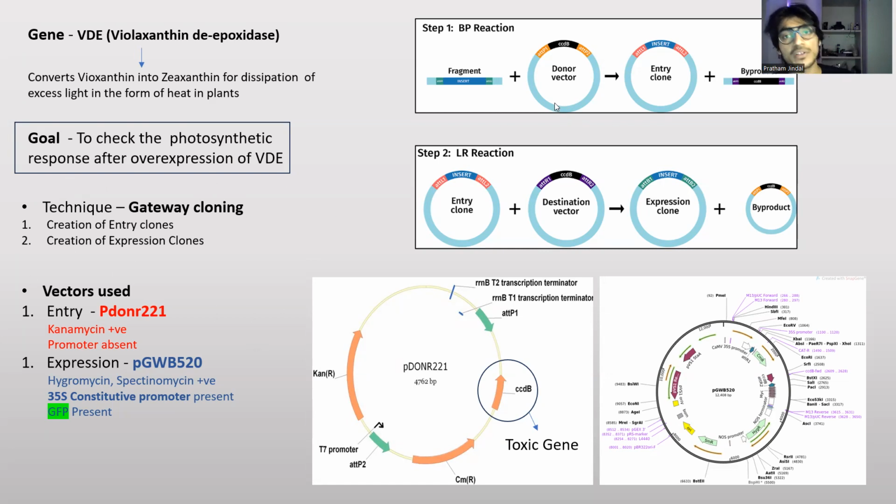In this Gateway cloning, there are basically two reactions, the BP reaction and the LR reaction. Both are based upon homologous site-specific recombination. You can see the particular attP sites and attL sites in the vectors of this cloning technique. In the BP reaction we get an entry clone with our insert, and in the LR reaction we get an expression clone with our insert. The entry vector we are using is pDONR221, and the expression vector is pGWB520. It has the 35S promoter as a constitutive promoter, which is continuously overexpressed.